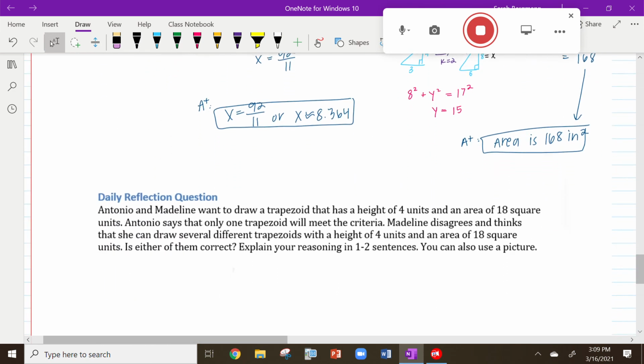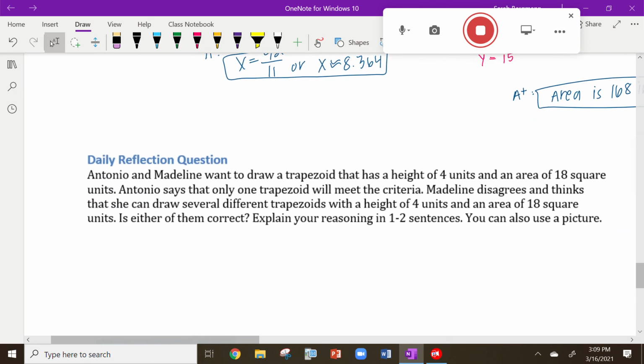Finally, I want you to reflect on this question. Antonio and Madeline want to draw a trapezoid that has a height of 4 units and an area of 18 square units. Antonio says that there's only one trapezoid that will meet this criteria. Madeline disagrees and thinks that she can draw several different trapezoids with the height of 4 and an area of 18 square units. Is either of them correct? Explain your reasoning in 1 to 2 sentences. You can also use a picture if it's helpful.